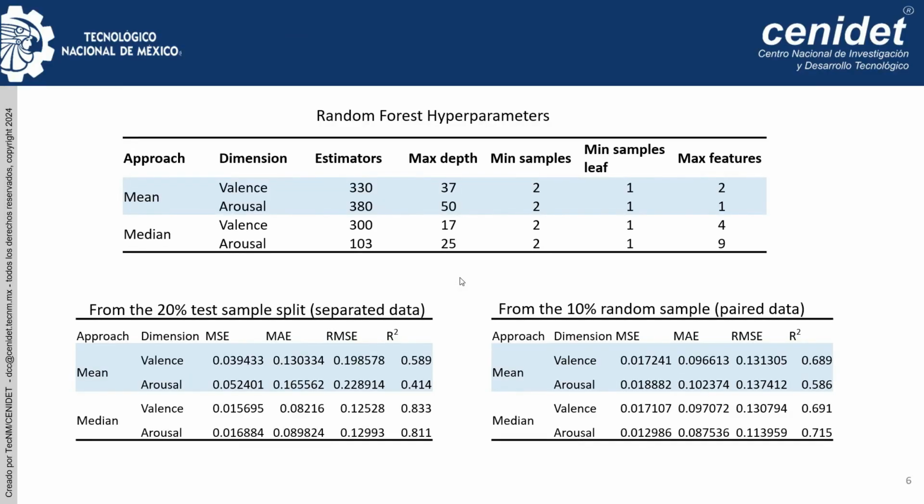Here, the best hyperparameters and their regression results for each model are shown. It's important to notice the difference between the results of the 20% test sample split and a 10% random sample with paired data.